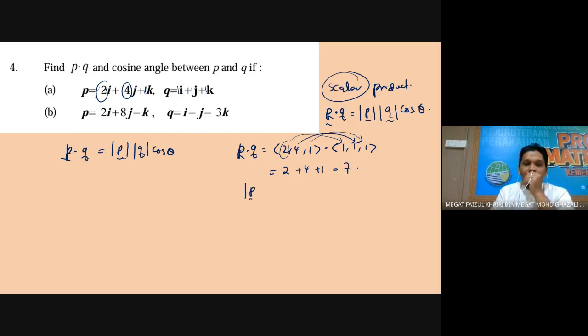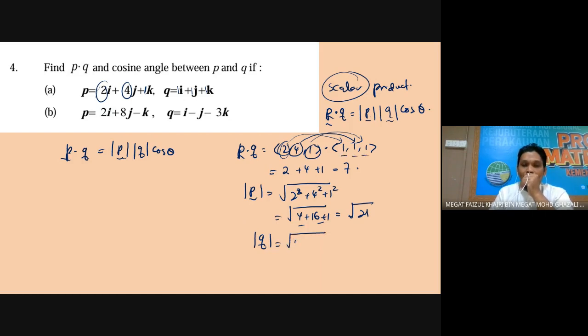And then modulus of P, which is square root of 2 square plus 4 square plus 1 square, which is square root of 4 plus 16 plus 1. So 16 plus 4, 20 plus 1, 21. And modulus of Q equal to square root of 1 square plus 1 square plus 1 square, which is square root of 1 plus 1 plus 1 equal to square root of 3.